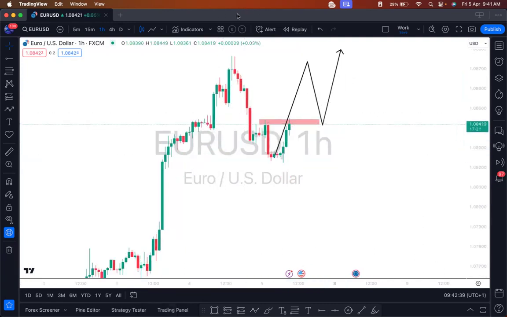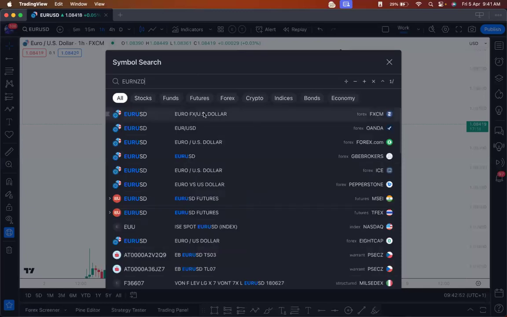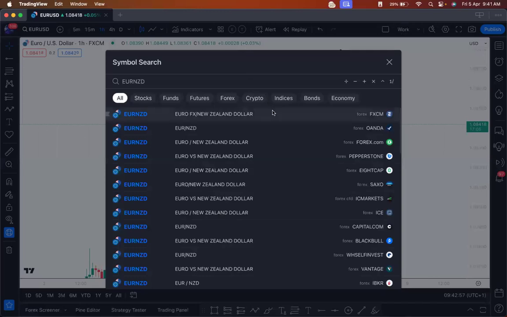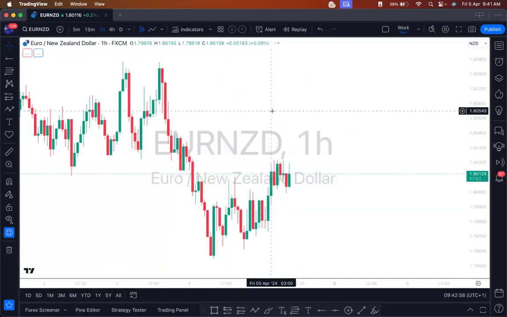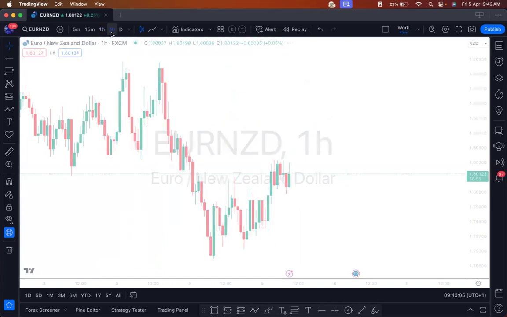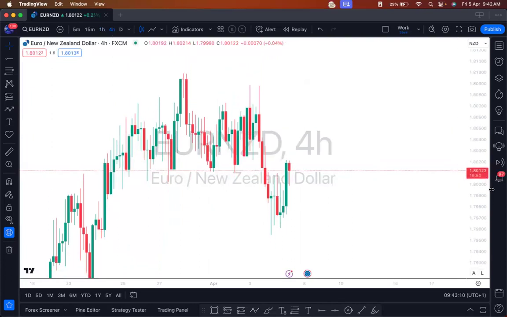You guys dropped a couple of cross pairs. So someone dropped Euro NZD. This is one thing I don't like about cross pairs. They are always having a lot of wicks. They're always looking very, very choppy. So now take a look at this here.